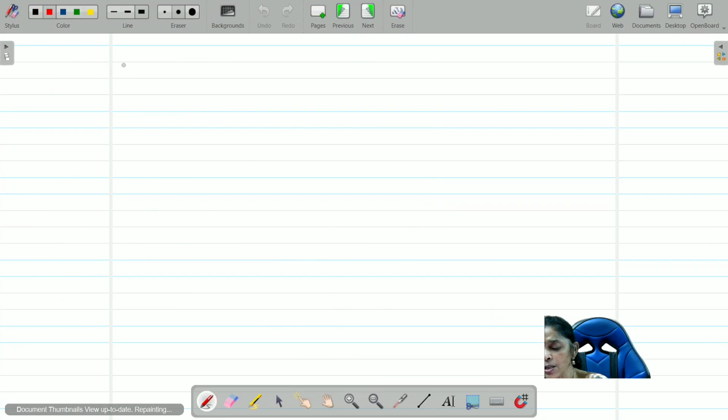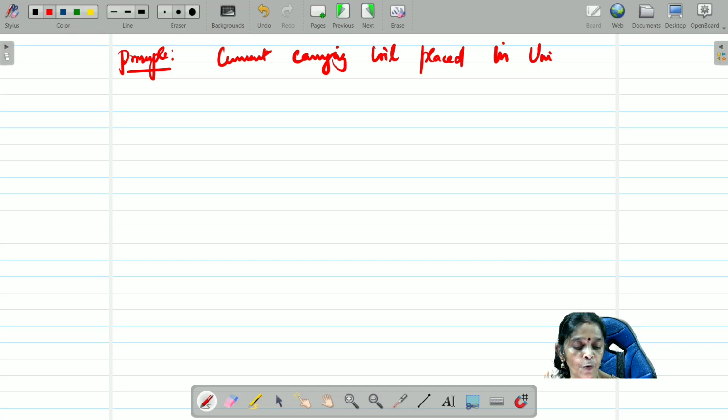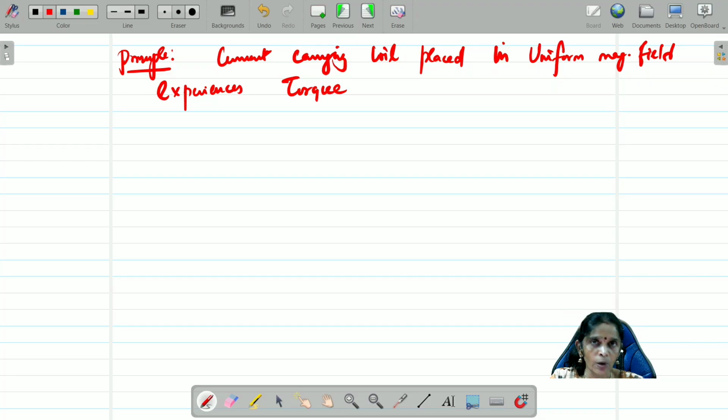Now, what is the principle on which it works? Principle: current carrying coil placed in uniform magnetic field experiences torque. Principle alone, children, as per cut, copy, paste from the NCERT, you have to write.